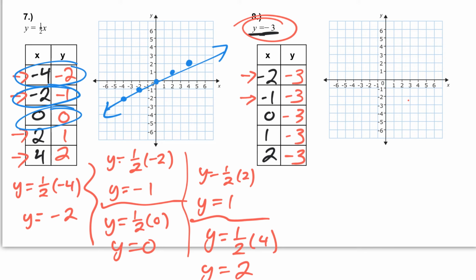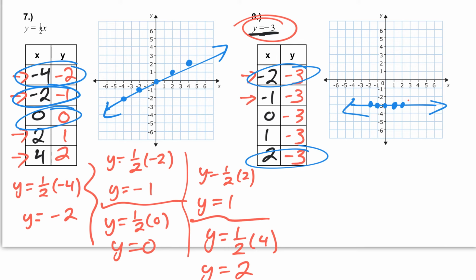Now if we go to graph these points, so we have our first point, negative 2, negative 3, left 2, down 3, then left 1, down 3 for our next point, 0, negative 3 right there on the y-axis, 1, right 1, down 3 for our next point, and the last point, right 2, down 3 right there. Okay, you can see that that's going to give us a horizontal line.